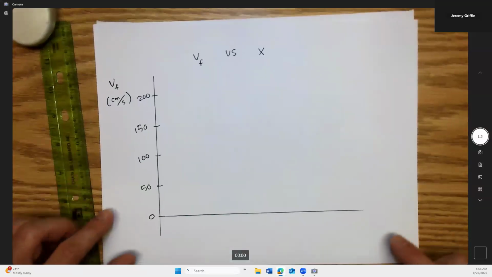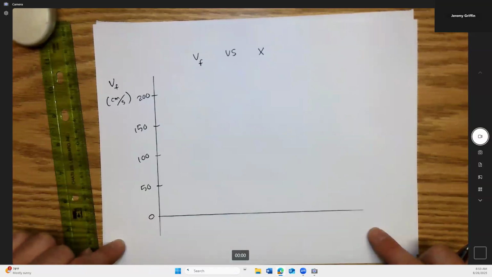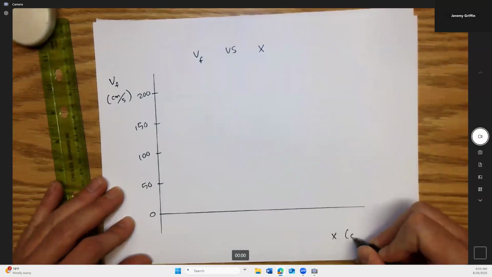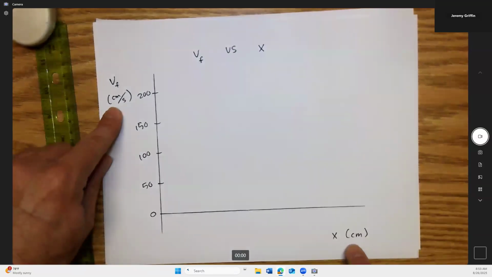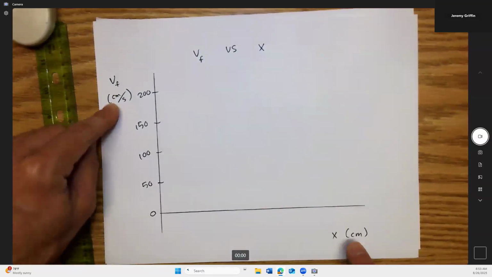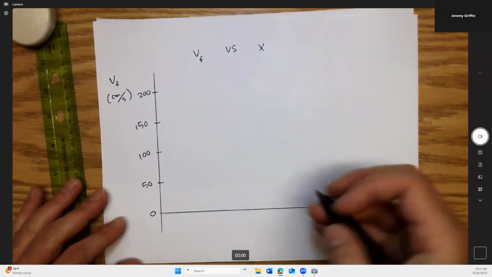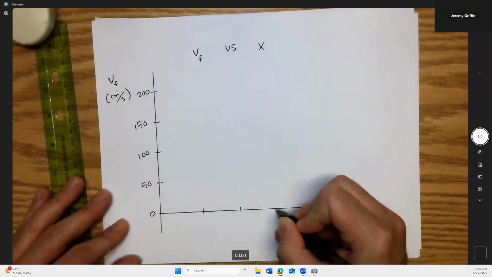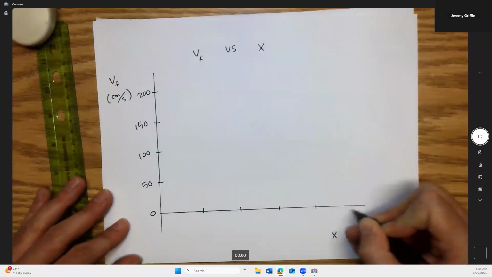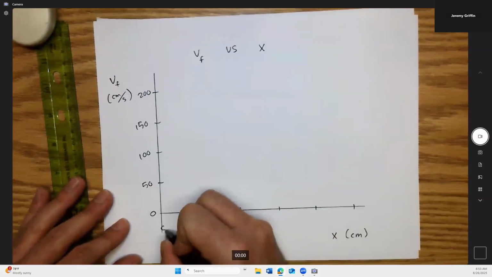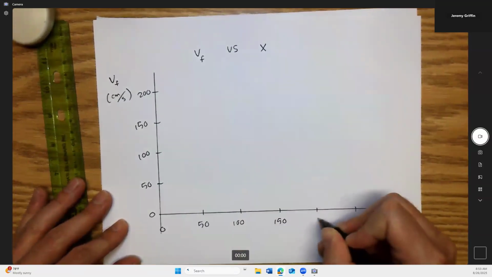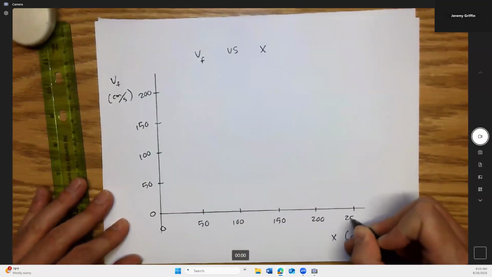And what was your furthest rolling distance? 222. 222. So it looks like x would be in centimeters. That's good consistency, right? Centimeters and centimeters. So 200 something. Let's go 0, 50, 100, 150, 200, 250.